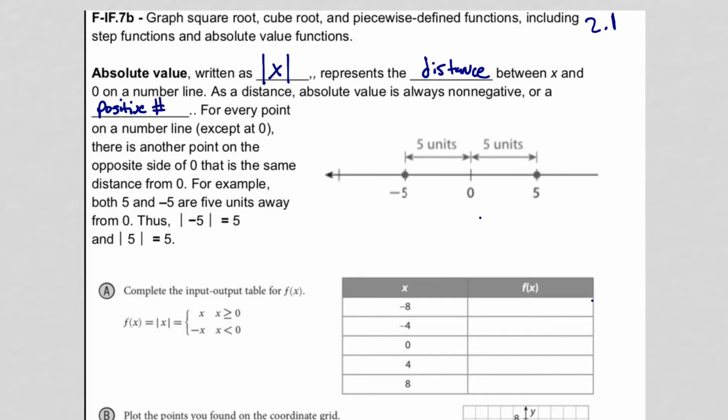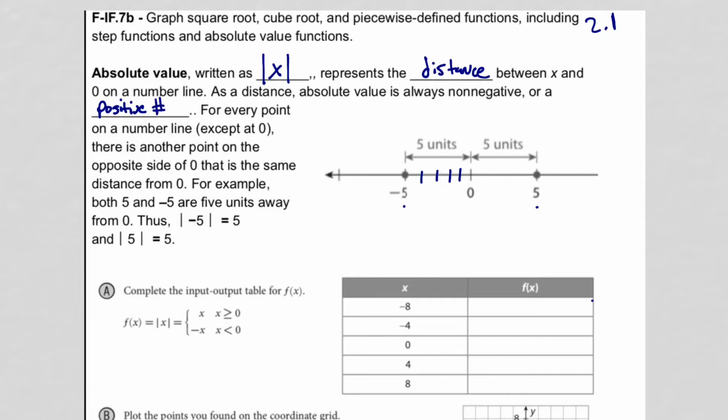Here's an example. If I have 0, the number 5 is exactly 5 units away from 0. Conversely, the number -5 is also 5 units away from 0. So the absolute value of -5, the distance from -5 to 0 on a number line, is in fact 5 units. Here's -4, -3, -2, -1, 0: 5 units.